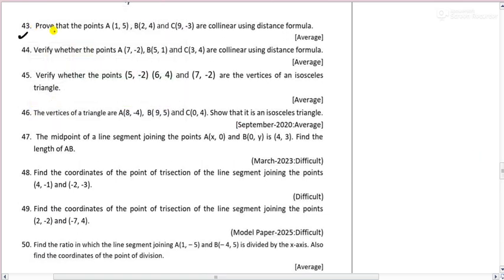Question 43. Prove that points A, B, C are collinear using the distance formula. So I think this problem we have already solved, right? Can anyone verify it? Have you solved it, or do you want me to solve it here again if you have not done it?